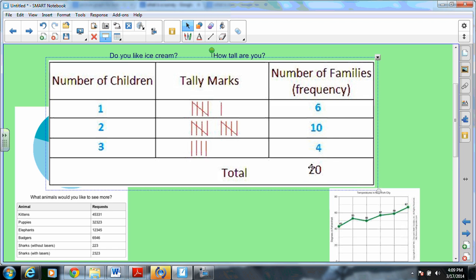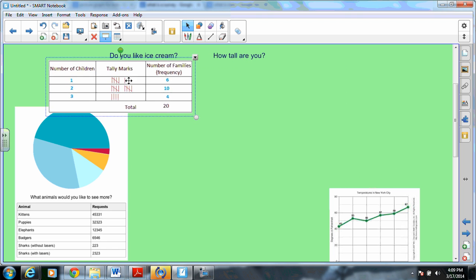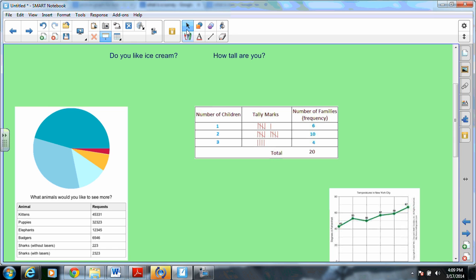So this is how we will organize our data at first when we're doing our surveys and we're collecting information from others about what we want to know. So that's called a table. And I'm going to type that out for you. A table.